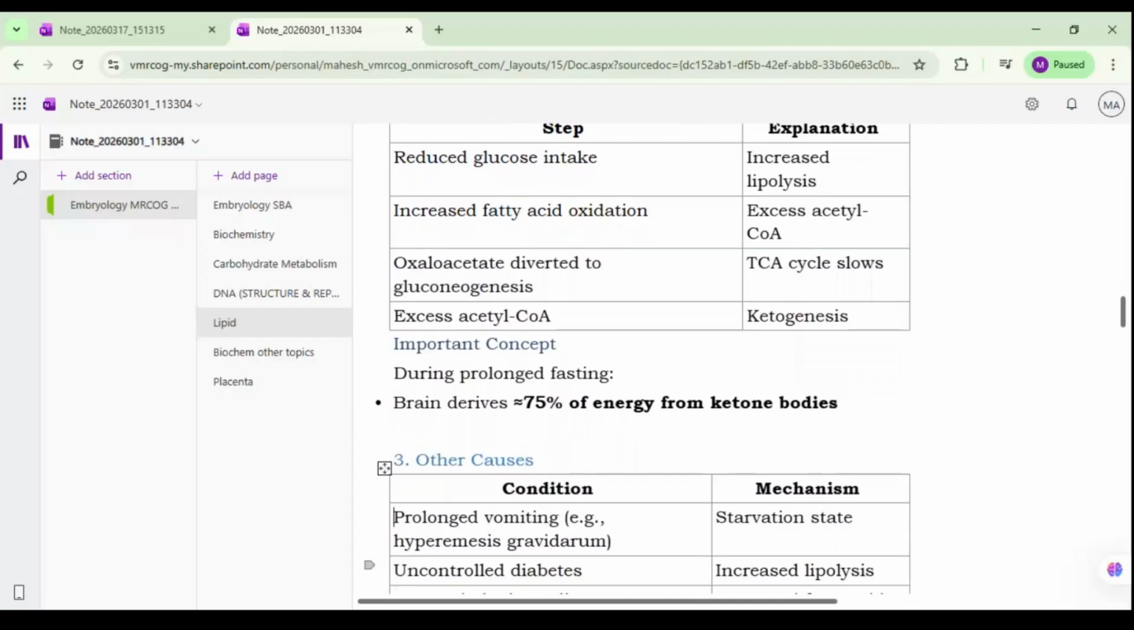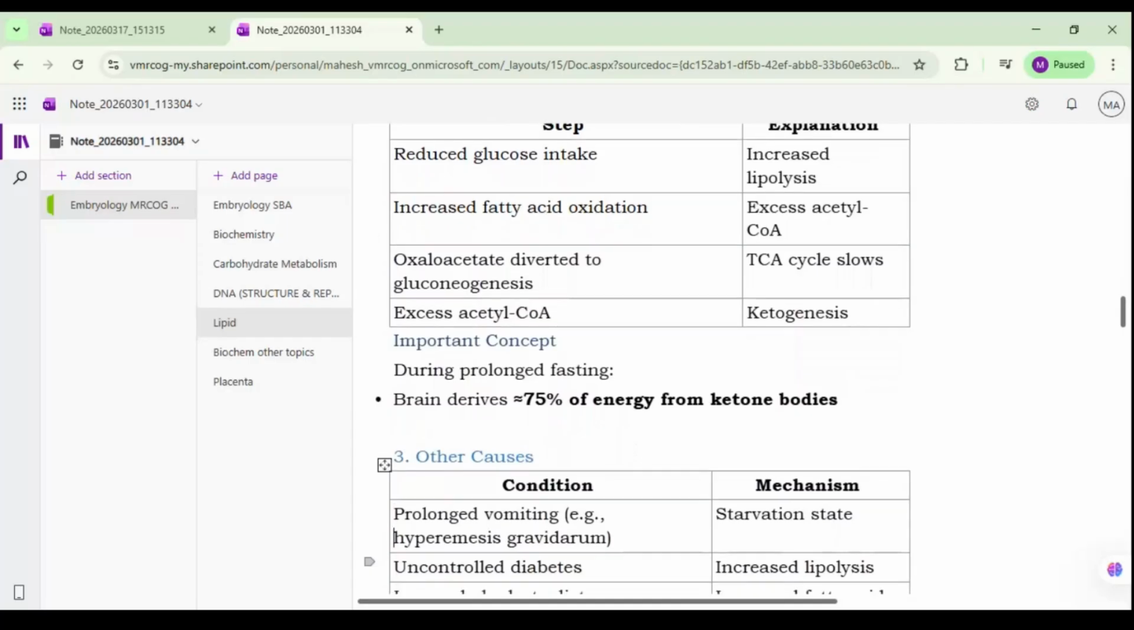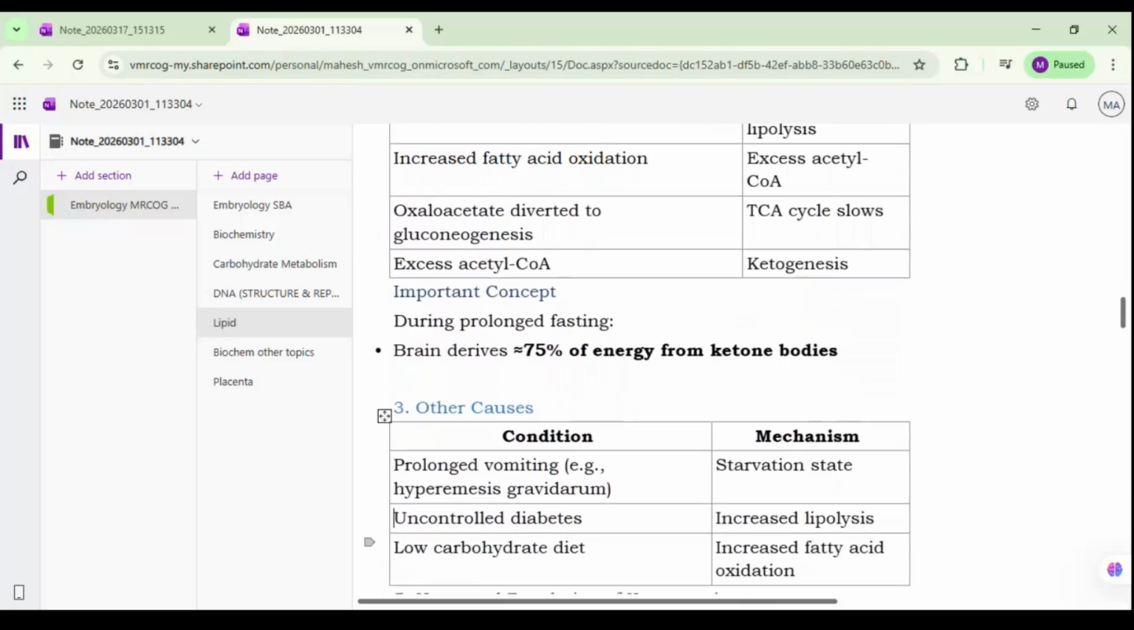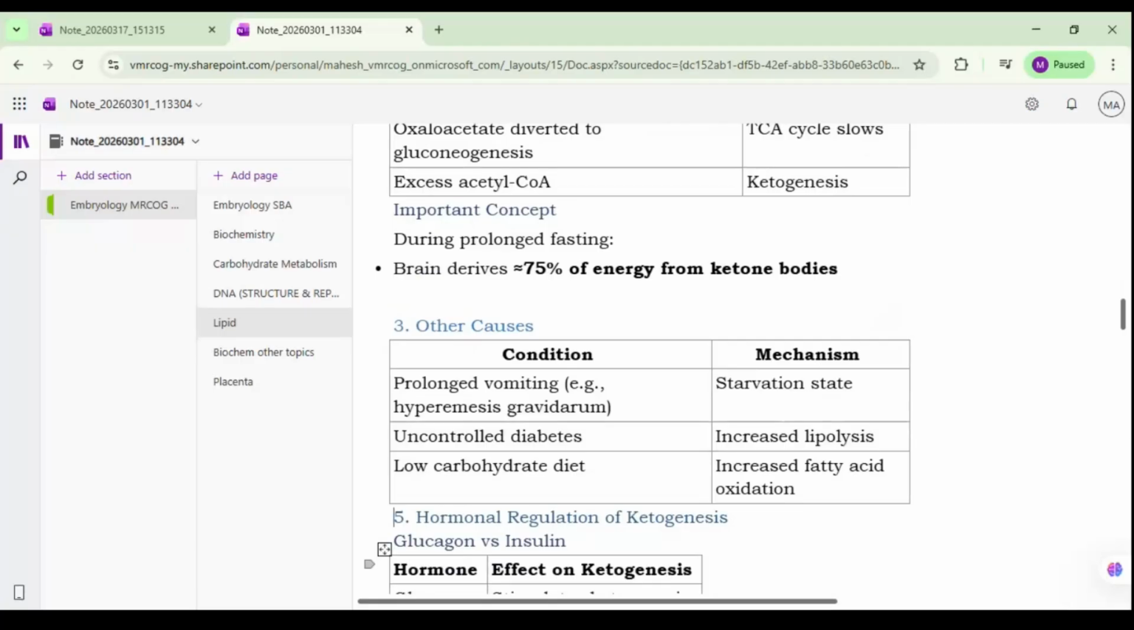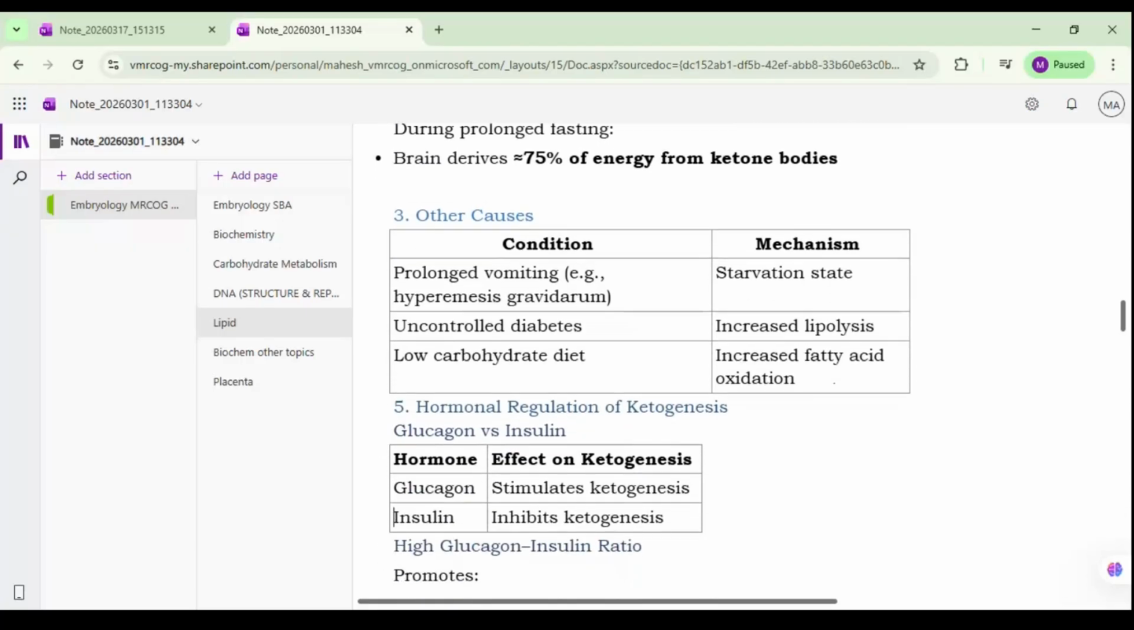So apart from this, there are other causes. What we have seen are diabetes mellitus and starvation. But other causes are there. That is prolonged vomiting. What happens in hyperemesis gravidarum? That is a starvation state. Uncontrolled diabetes leading to increased lipolysis, low carbohydrate diet, increased fatty acid oxidation, etc. Now, there is a hormonal regulation of ketogenesis. It is mainly the glucagon versus insulin.